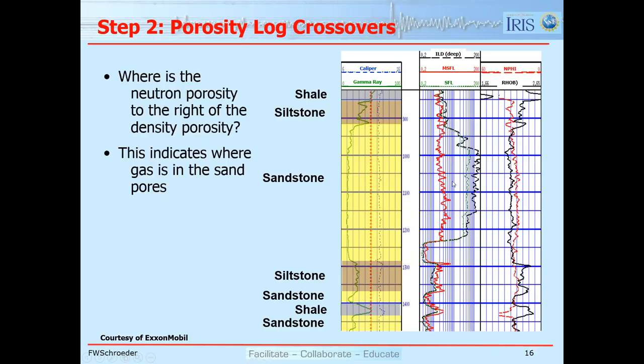Then we can look at the porosity logs and note where the neutron porosity has crossed over and is to the right of the density. This indicates where we have gas. Here the red is to the right, and so that indicates gas. And so this sand down to about this depth would have its pore space filled with gas.